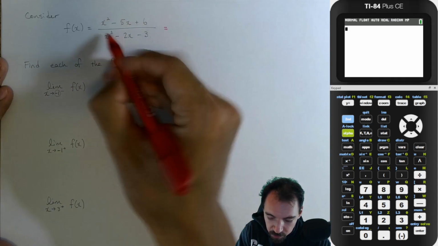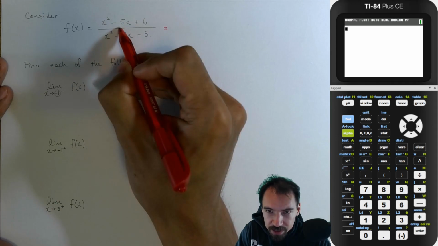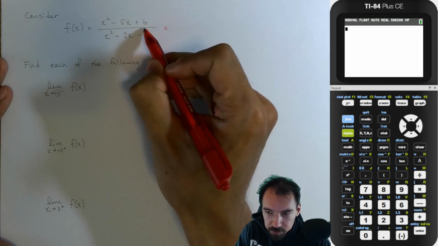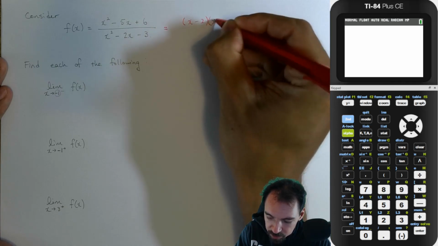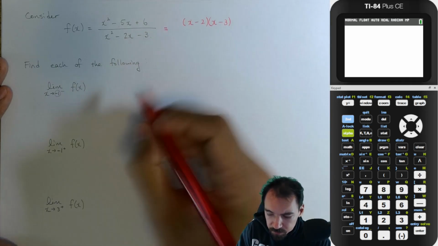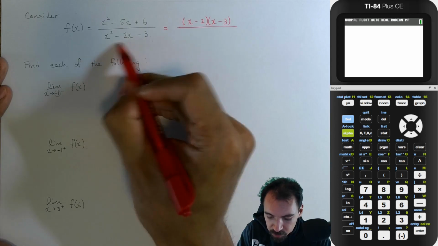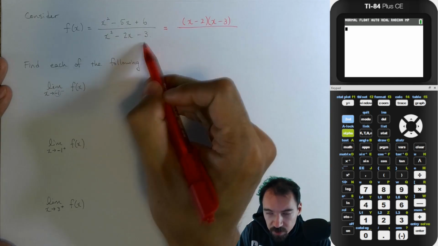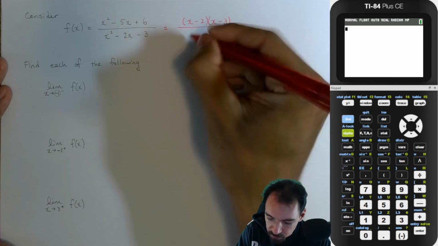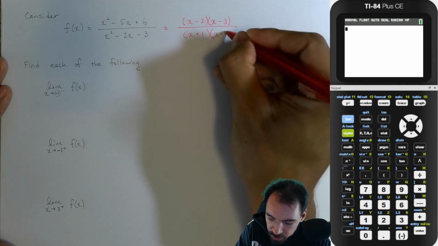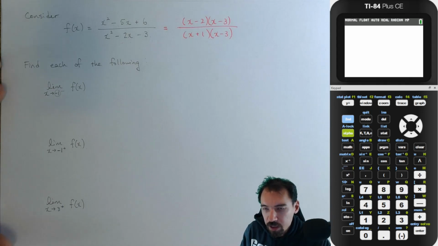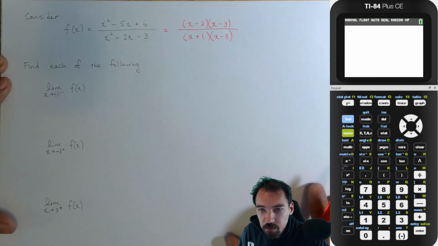Okay. So on the numerator, I'm looking for things that add to negative 5 and multiply to positive 6. I'm thinking negative 2 and negative 3, right? That should work. And on the denominator, I'm looking for things that add to negative 2 and multiply to negative 3. So I'm feeling x plus 1 and x minus 3. Okay, and you can FOIL that out and verify that it works.